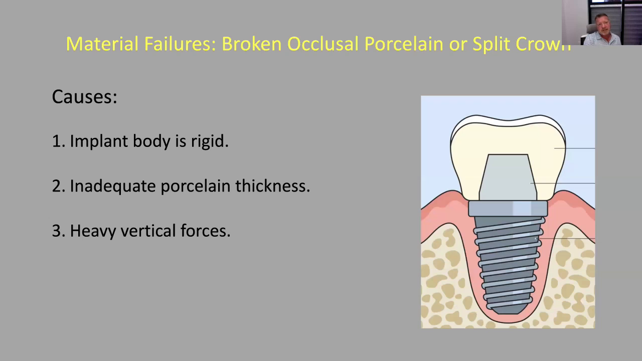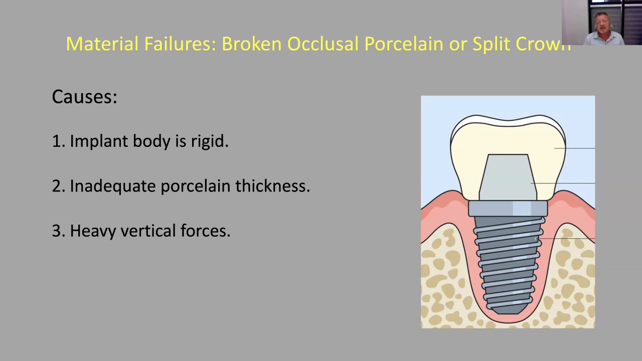So let's talk initially about material failures, and let's talk a little bit about the first one, being the broken occlusal porcelain or the split crown. We've all had it happen. You get a restoration back, and you think it looks nice, come back within a year, and it just breaks, it splits in half. So what are the causes of an implant crown just splitting or breaking? The porcelain, if you did a PFM, the porcelain breaking off the top of the metal.